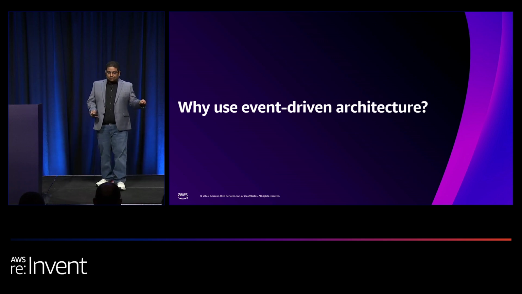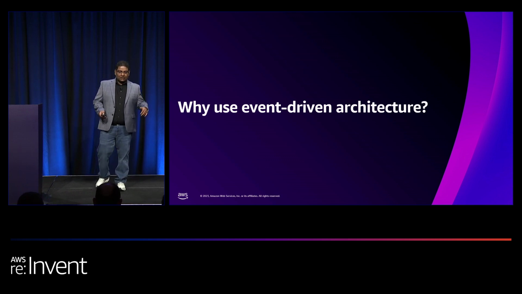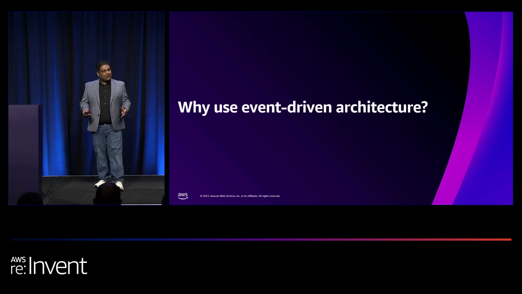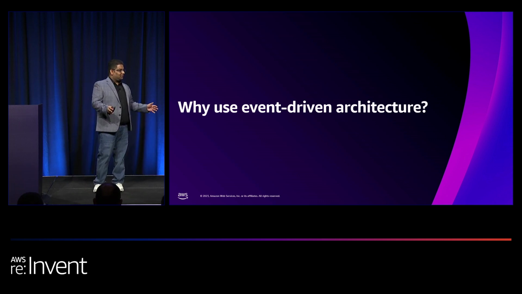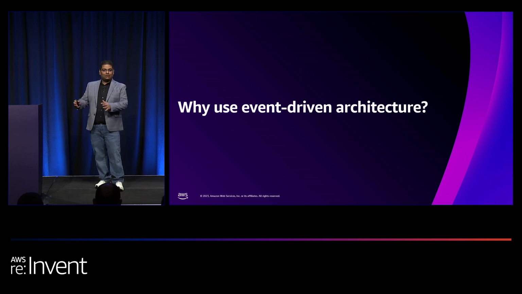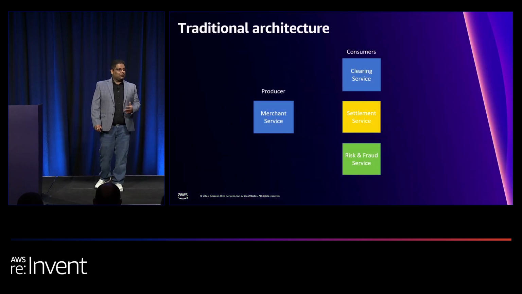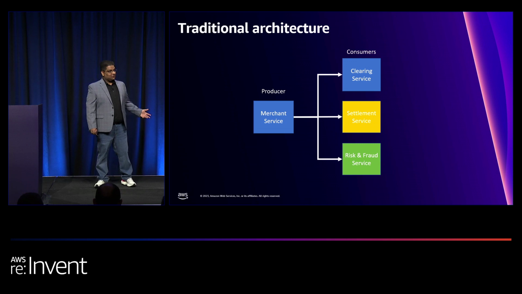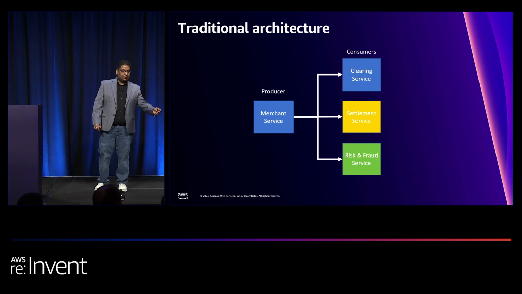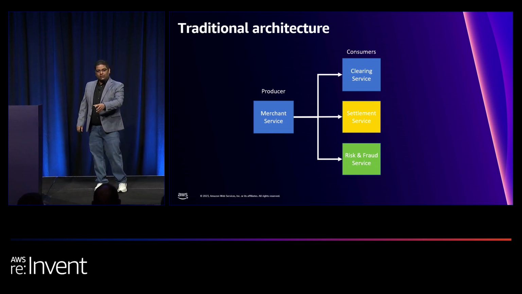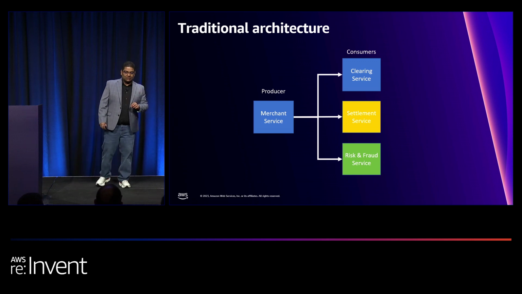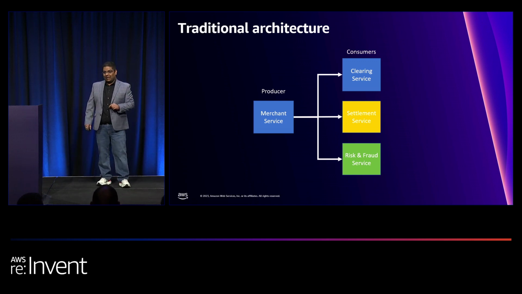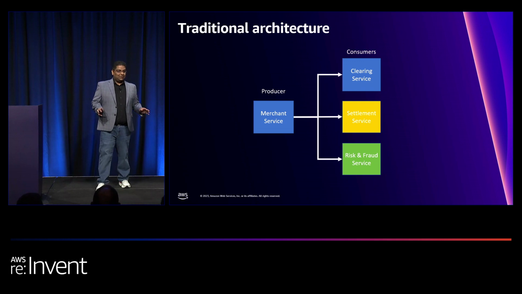But before we go there, let's take a few minutes to visualize the same merchant services that Nick just talked about. How would it look if you wanted to do that in a traditional synchronous architecture without using any events? It would look something like this. You have merchant services, which is talking to networks, talking to card issuing companies through the networks, but also talking to clearing services, settlement services, and risk and fraud services. But all of those communications are happening synchronously.